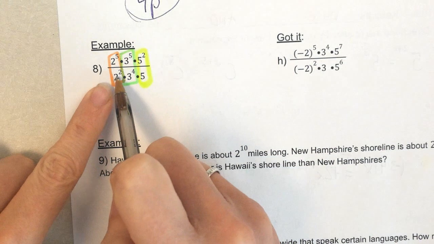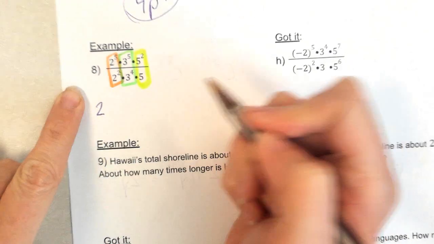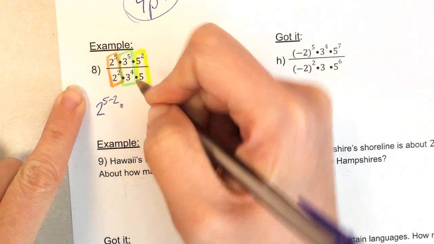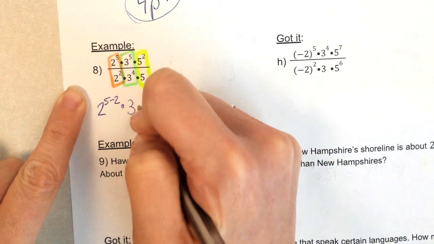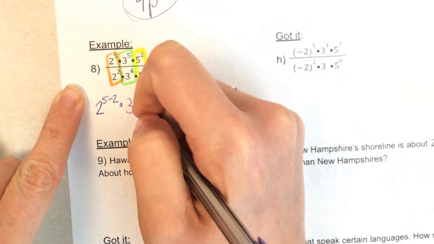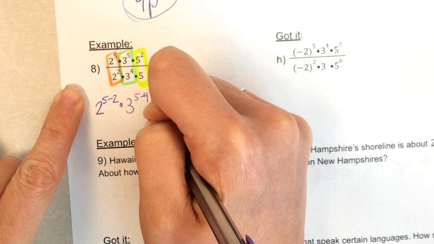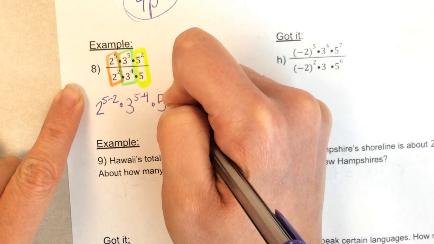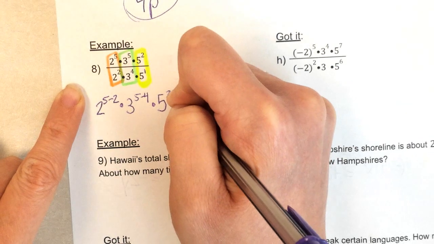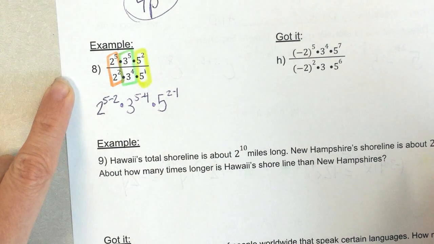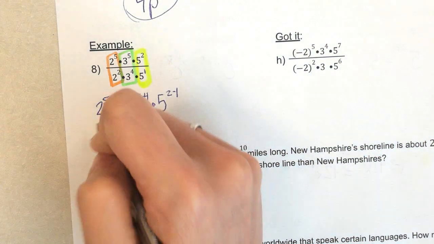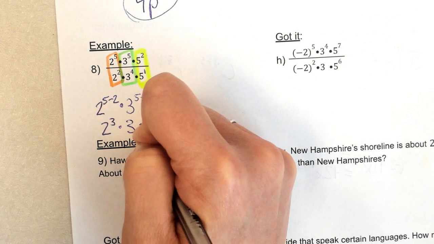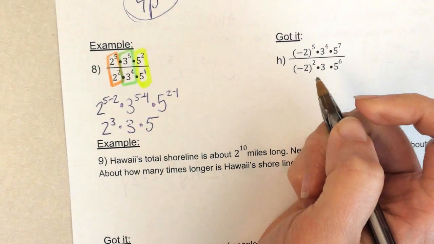So you're going to pick your first base in common and subtract the exponents. Then take your next base in common and subtract your exponents. So 5 minus 4. Then take your last set of bases in common and subtract your exponents. Remember, this is really a 1, so you'd be subtracting 1. From there, that ends up being 2 to the 3rd power times 3 times 5.